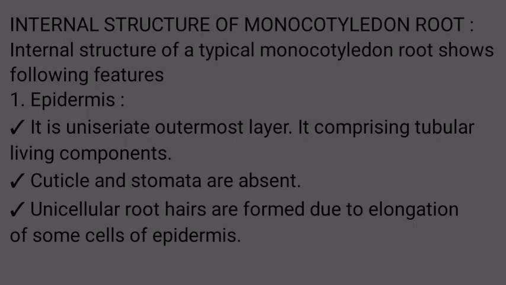The very first one, epidermis. Epidermis is uniseriate or single layered and it is the outermost layer. It comprises tubular living components. In any root, either monocotyledonous or dicotyledonous, cuticle and stomata are absent. Unicellular root hairs are formed due to elongation of some cells of epidermis. The root hairs are unicellular, thin, delicate structures which help in the absorption of water and minerals from soil. Here you have to remember epidermis is single layered, outermost layer, and cuticle and stomata are absent.